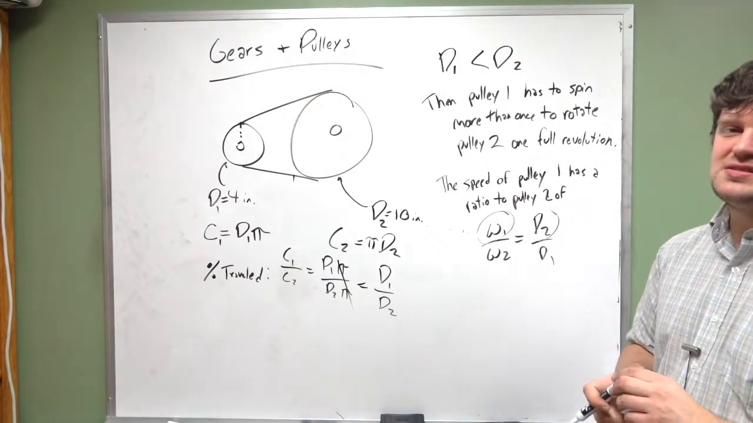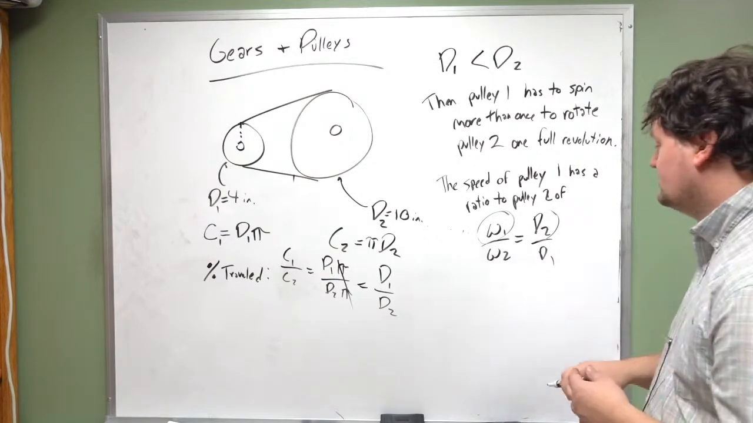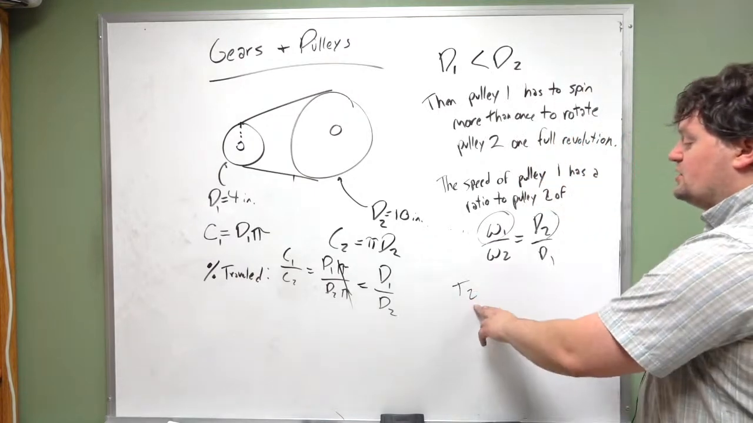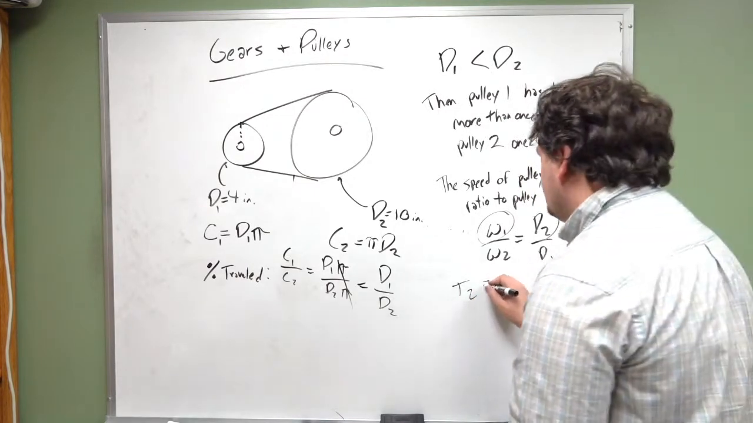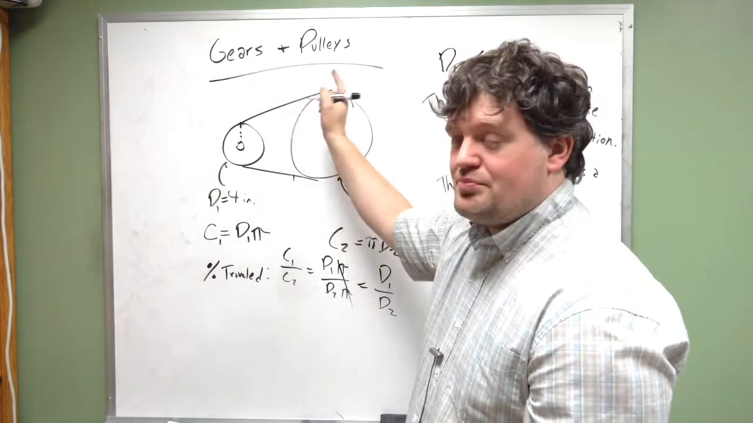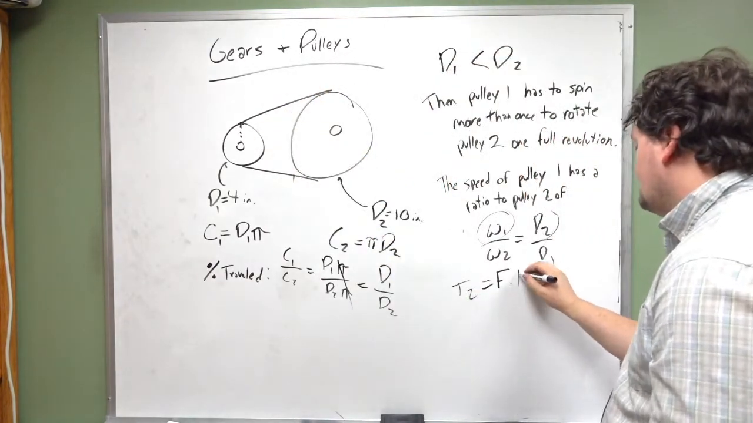Now, what does this mean? Well, this is just based off of power transfer. Your torque exerted on your second pulley is equal to the constant force being carried through that belt multiplied by D2.